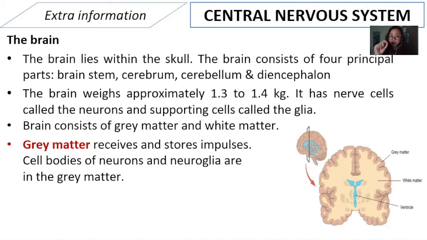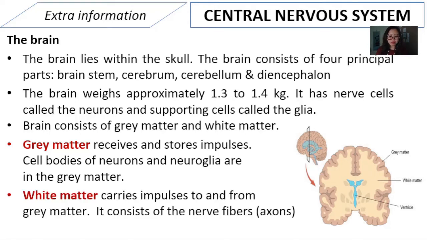The cell bodies of your neurons and also the cell bodies of neuroglia will be contained in the gray matter. What about the white matter? The white matter will carry impulses to and from the gray matter. It will consist of the nerve fibers, or also called the axons of the neurons.